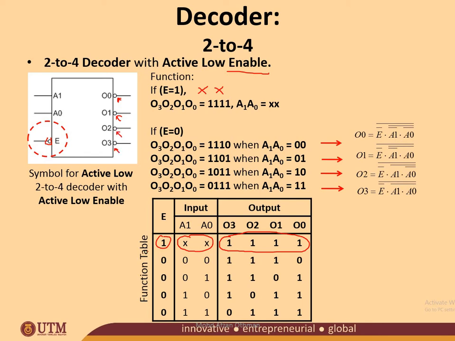However, when we put zeros at this enable, the chip will perform the decoder function. So this is just an extension from the previous slide, with the enable function here. You have zeros here, changing with respect to A1 and A0.